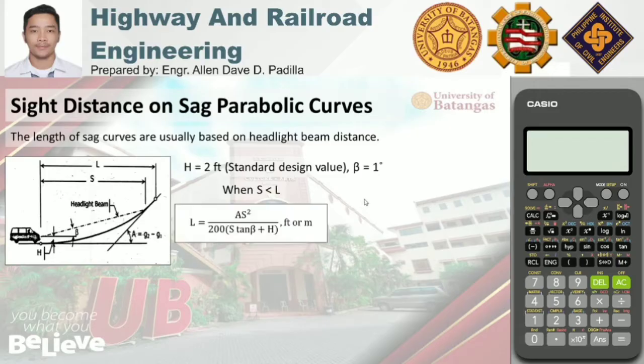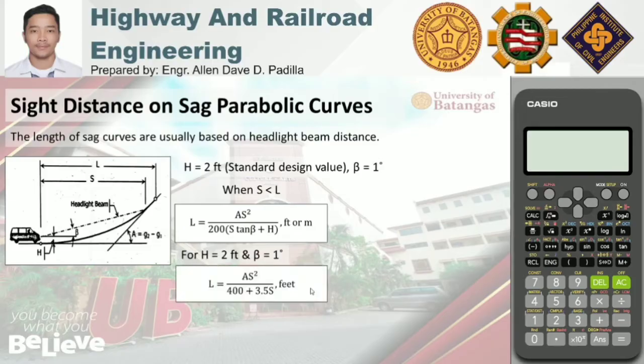So when S is less than L, the formula is L is equal to AS squared divided by 200 multiplied by S tangent beta plus H. That is feet or meter. So for H is equal to 2 feet and beta is equal to 1 degree, because the earlier formula is the general formula, when you apply the standard design value, this is it: L is equal to AS squared over 400 plus 3.5 S. But this is in feet. So if the given values are in meters, we just use the earlier formula.